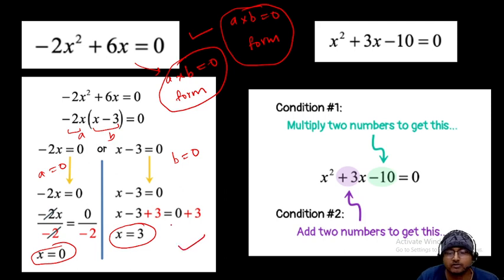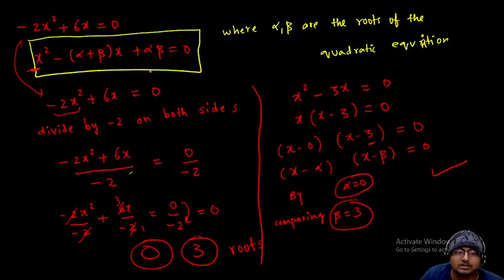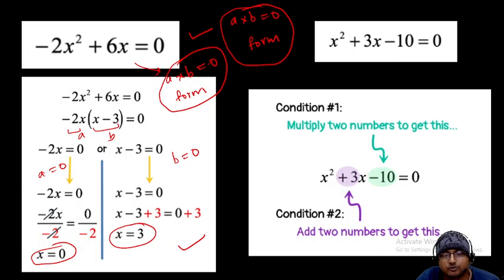A into b form is also correct, or our standard form is x square minus alpha plus beta x plus alpha beta equal to 0. Either of these is also correct. Now you just bring it into a into b form for your easy calculation. Okay, so that is one example problem. So let us see one more example problem.